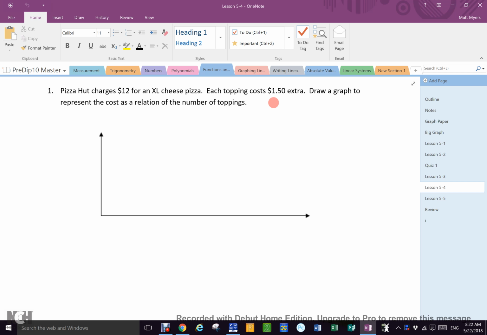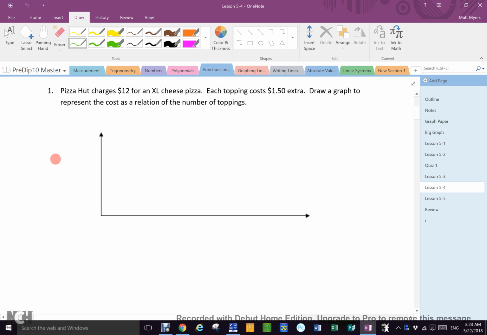Okay. What does this graph need before we put anything on the graph? It needs some stuff. What does it need? It needs to have the axes labeled. Cost is what it is, and what's that measured in? Dollars. Excellent. What's on the bottom? Toppings. And that's measured in toppings.